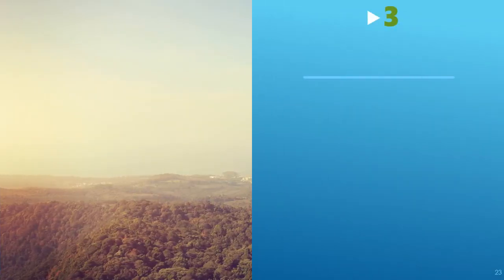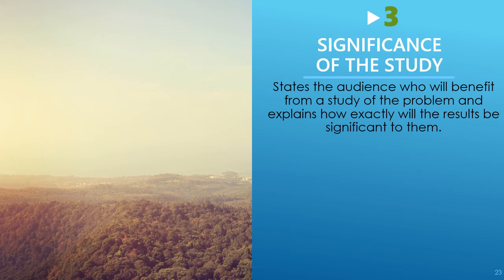Next na is ang third part na tayo, which is the significance of the study. From the term itself, significance, ano yung essentialities or ano yung bakit importante yung study na meron tayo. So, in this chapter, part 3 of the chapter 1, it states the audience who will benefit. So, sino yung makakakuha ng information from your study, from a study of the problem, and explain how exactly will the result be significant to them. So, ano yung benefits, and sino yung makaka-benefit from your study. Yun yung tinatawag nating significance of the study.